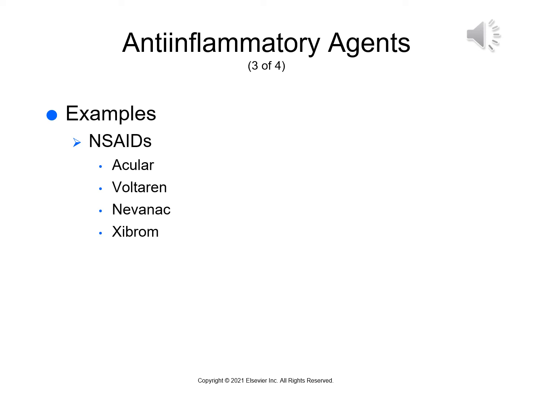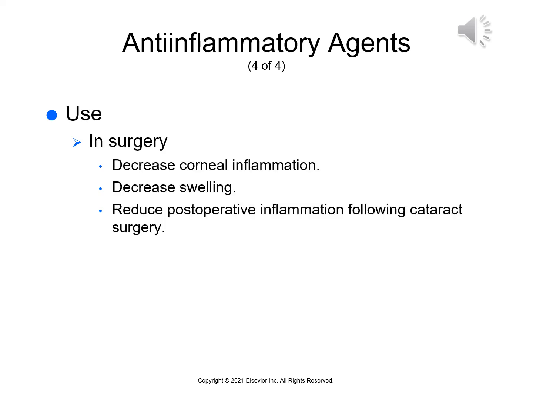NSAIDs may also be used to inhibit intraoperative miosis, particularly flurbiprofen, 0.03%, which is Ocufen, and Superfen, 0.1%, Profenol. Side effects include eye redness, burning, and stinging when administered. Okay, so NSAIDs again are used to prevent or treat cystoid macular edema, iritis, and conjunctivitis. They're also used to prevent post-op inflammation following cataract surgery and possibly to inhibit intraoperative miosis.